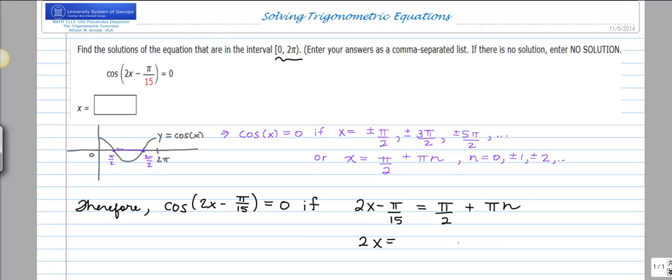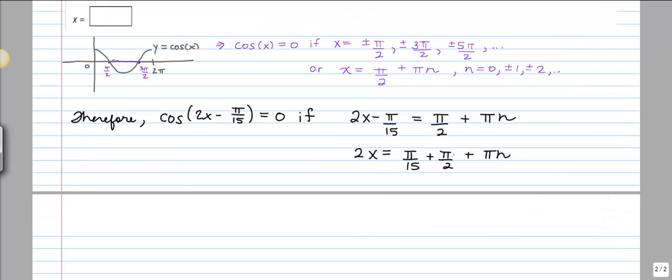So 2x would be pi over 15 plus pi over 2 plus multiples of pi, plus or minus. And then 2x, getting a common denominator of 30, you have 2 pi over 30, plus 15 pi over 30, which is 17 pi over 30 plus pi n. So the solutions for x are generated after we divide by 2 by this formula.